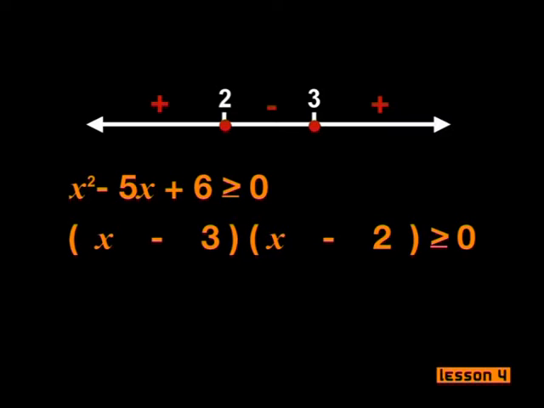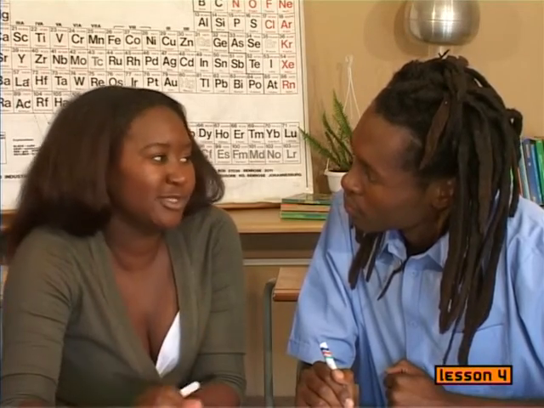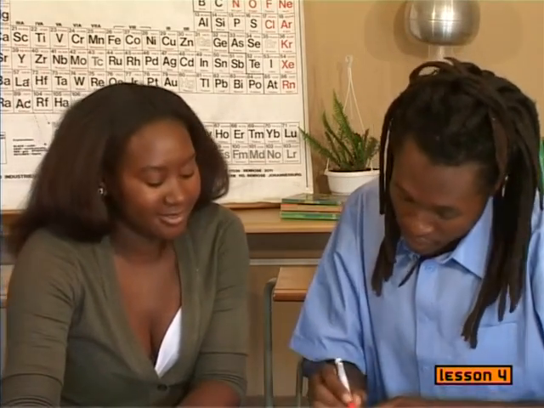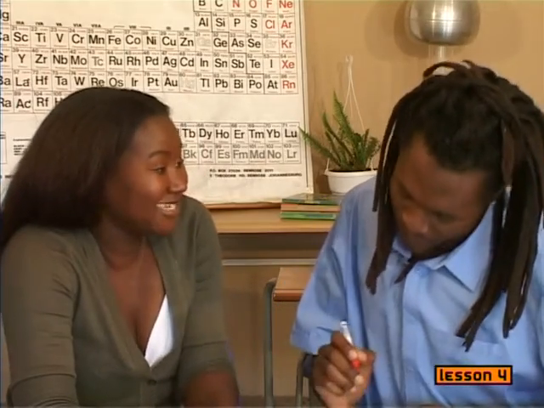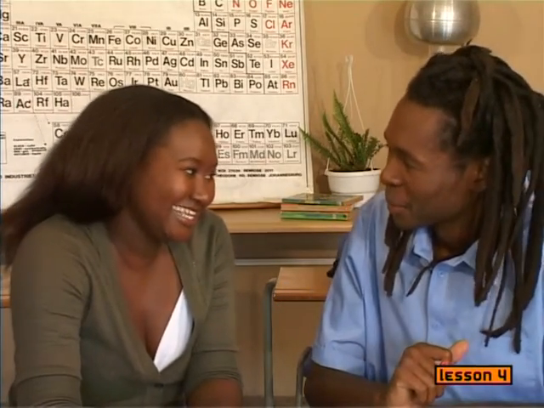Now I can see where on the number line my values satisfy the inequality. And all I have to do is put in the lines and arrows to show the solution graphically. Don't forget to show your answer algebraically as well. Oh yes. x is less than or equal to 2, and x is greater than or equal to 3. Very well done, Teboho. You catch on quite quickly.